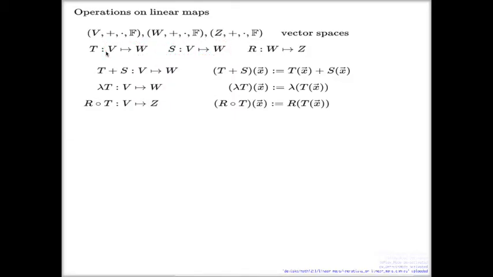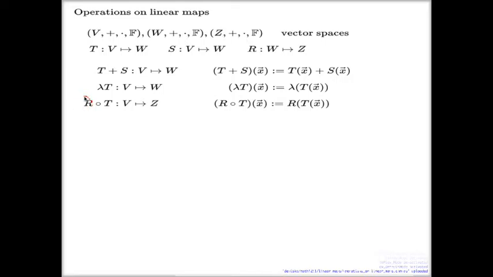For the composition, it's a little bit trickier. Look at this. For the composition, the domain is the same as the domain of T, the element which is on the right-hand side of your circle, and the codomain is the codomain of R, the one which is on the left-hand side of your circle.